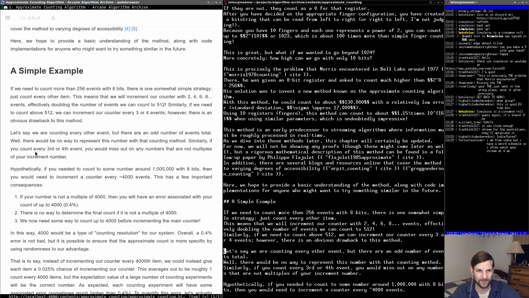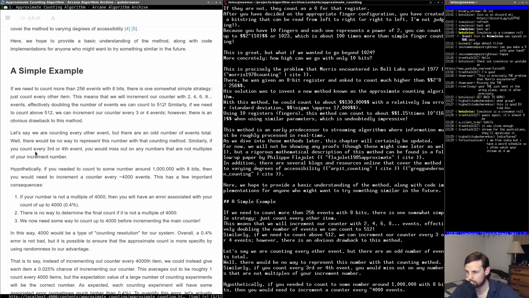So I need to reread that. Let's say we're counting every other event, but there are an odd number of events total. Well, there would be no way to represent this number with that counting method. It doesn't make any sense. Similarly, if you count every third or fourth event, you would miss out on any numbers that are not multiples of your increment number. Yeah, see, this is the issue. Count is ill-defined in this paragraph, and I use the word number in different ways.